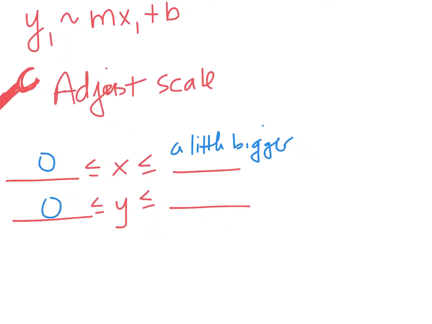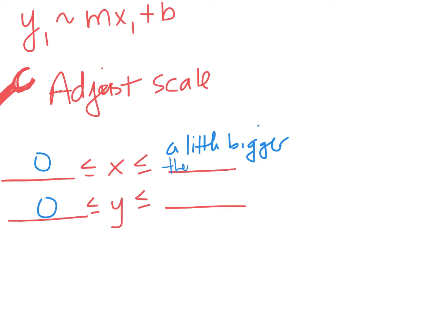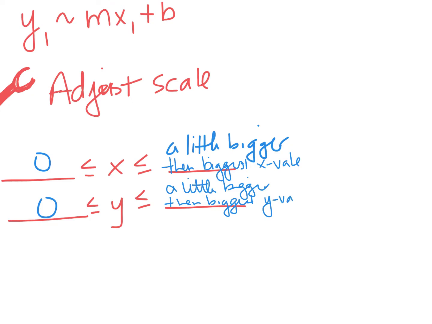Let me zoom in a little bit. Then the same thing for y: a little bigger than the biggest y value. That way you see all your scatter plot points and you see your line of best fit or regression line. So I'll show you now how to do this.